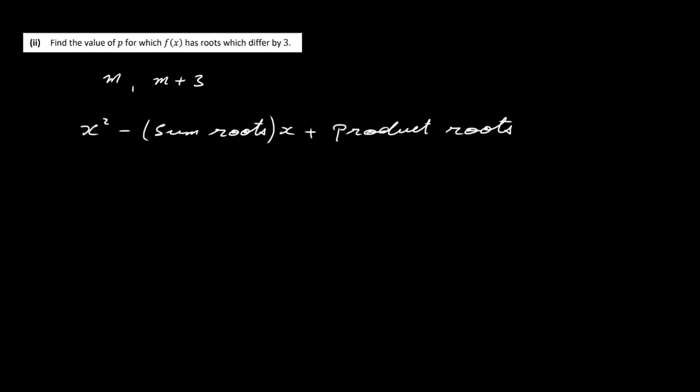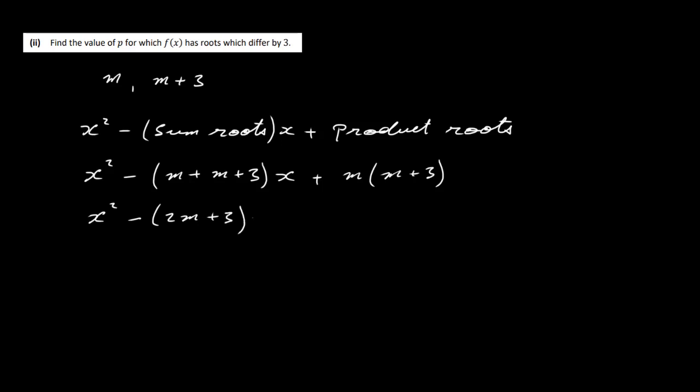So let's do that. We have x squared minus the sum of the roots is going to be m plus 3 times x, and then we've got the product of the roots is going to be m times m plus 3. So let's see, we have x squared minus 2m plus 3, m plus m, 2m, and here we have m squared plus 3m. Now remember our original function was x squared plus 5x plus p. It was our original function f of x.